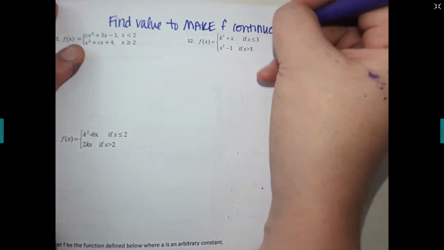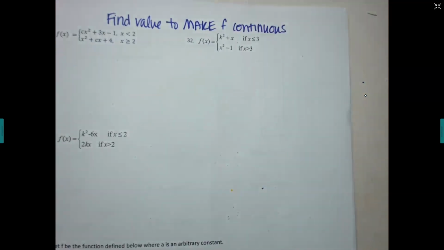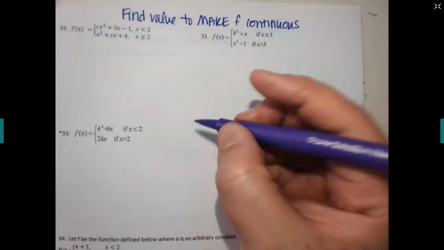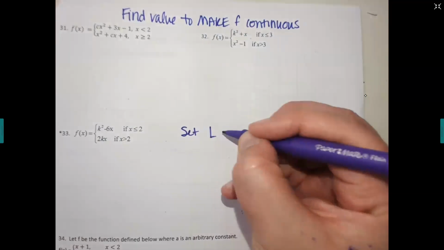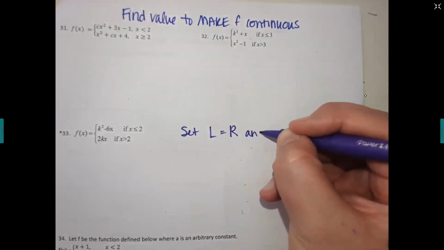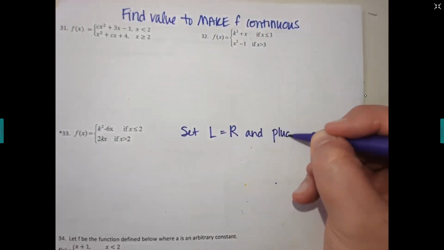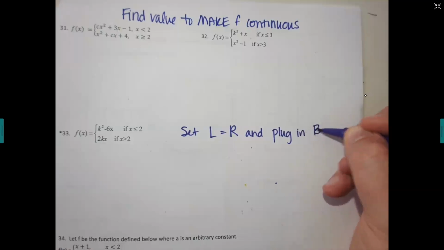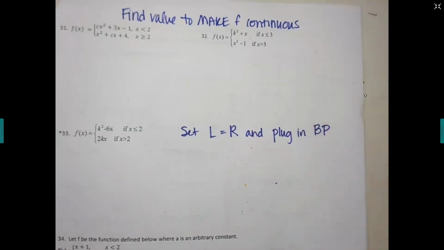And so if you remember what we did for these, we're gonna take the left and the right sides, we're gonna set them equal to each other. Okay, so let's say we're doing number 33. I'm gonna set the left equal to the right, and then plug in the breakpoint. That's the strategy. BP stands for breakpoint if you want to write that out.